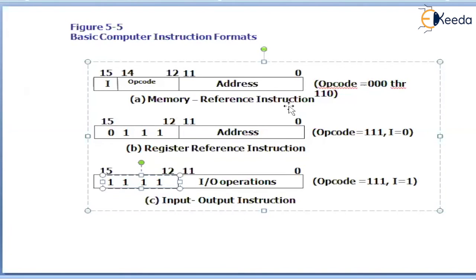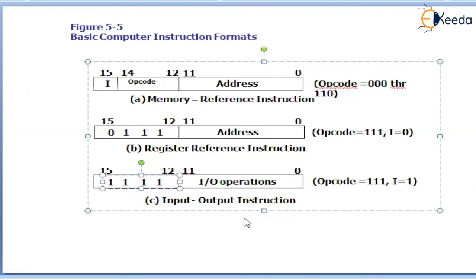Memory reference instructions are 000 to 110. If there is a 111 in the opcode, that means it is not a memory reference instruction. Then what could it be? It could be either a register reference instruction or an IO instruction. How can you say? You can use the first digit. Anyhow, the first digit, the mode digit, is not used here. I will use this mode digit to differentiate between register reference and the IO instruction. 0 followed by 111 is a register reference instruction. 1 followed by 111 is going to be an IO instruction.